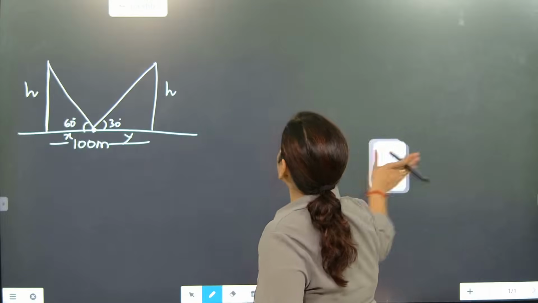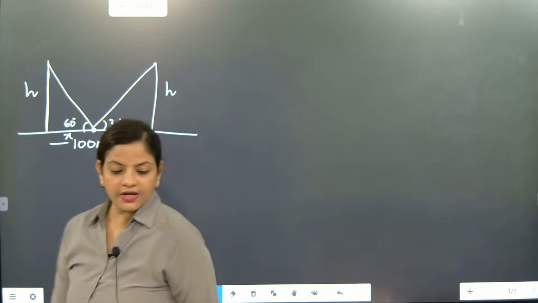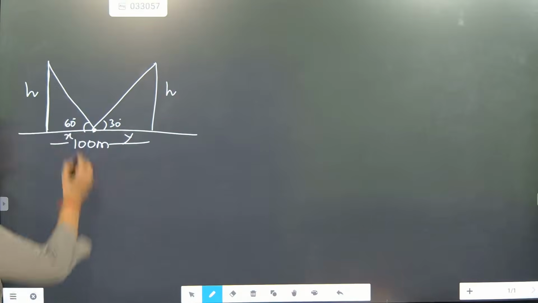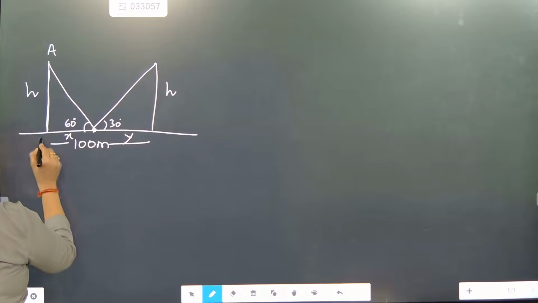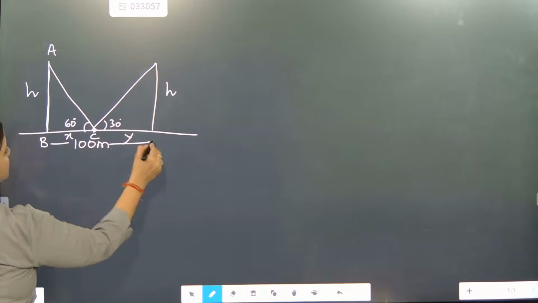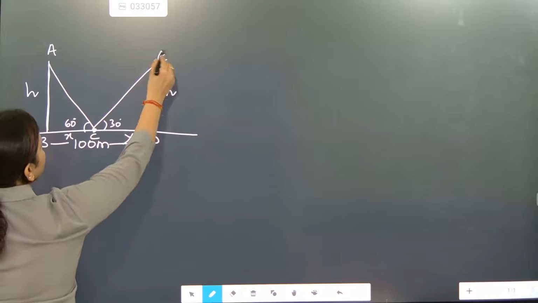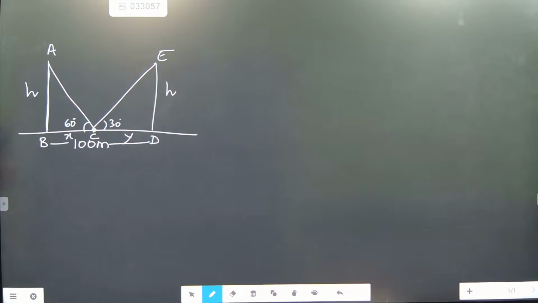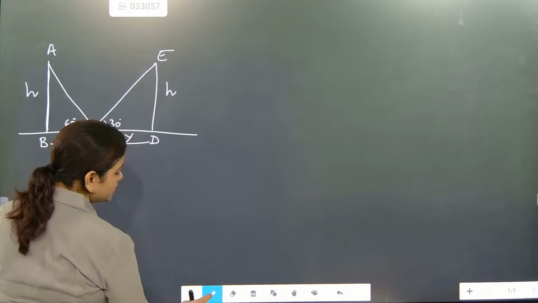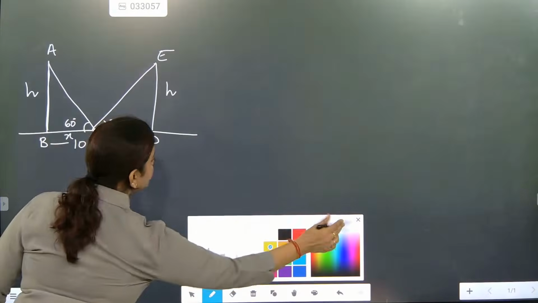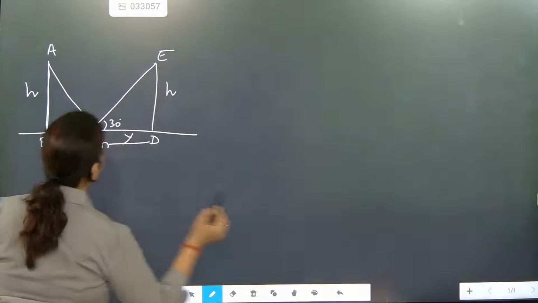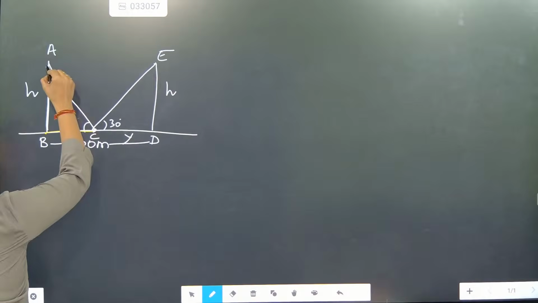Now what we are going to do? We will be exactly drawing. A, B, C, D, E. Got it? Now we need to find the distance between the pillars. Let's first go for the first triangle. This is exactly the first one we are going to solve. This is the first part.